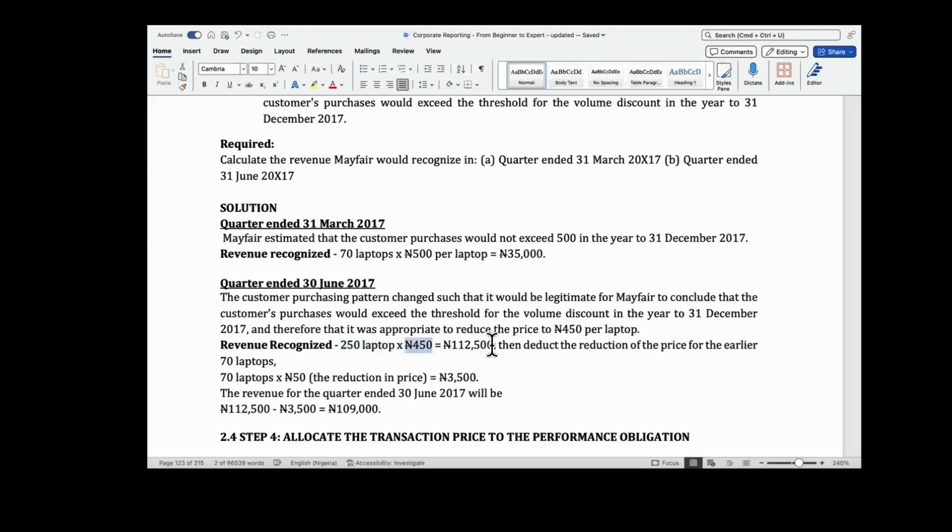So that's 112,500. Don't forget that the reduction is retrospective. So even the 70 bought earlier, we're going to return 15 naira on each of them, equaling 1,050. So the revenue recognized in quarter two will be the 112,500 minus how much we are returning. So we're only going to recognize 109,000 as revenue. That's the transaction price, and there could be other scenarios you could have.